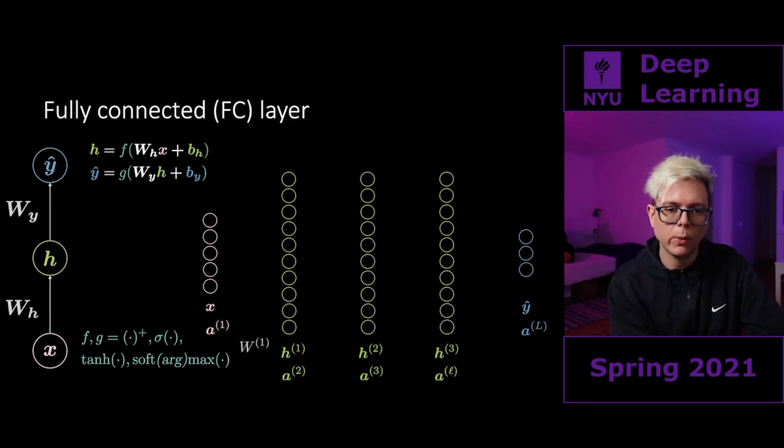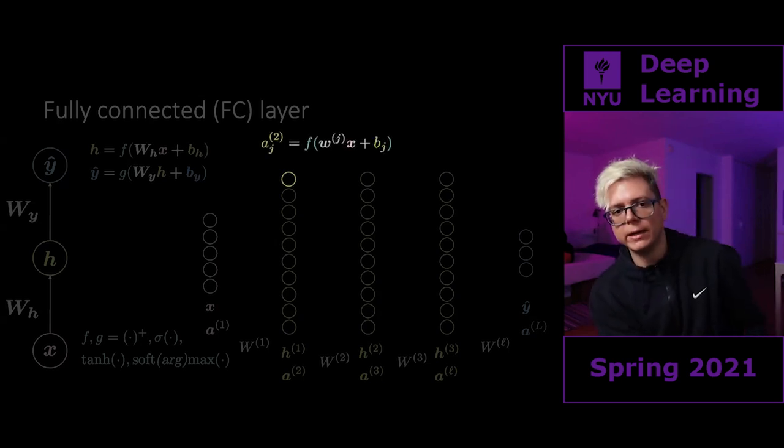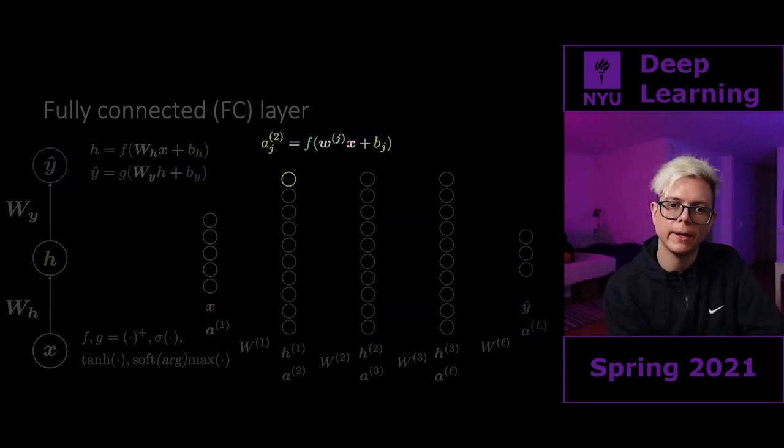To move from a1 to a2, you're going to be using the matrix W1. Then you have matrix W2, W3, and W whatever, L. Okay. So how do we compute, let's say, the first hidden neuron? Let's focus on the first element of the first hidden layer. This item here will simply be my a_j, the jth neuron at the second layer, which is going to be my squashing function applied to the scalar product between w_j and x plus this bias term over here, right?